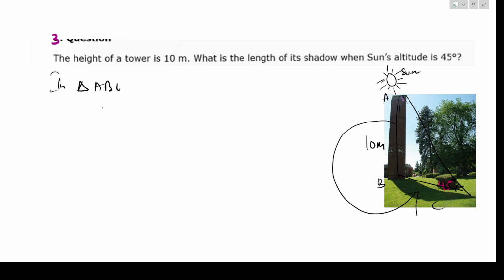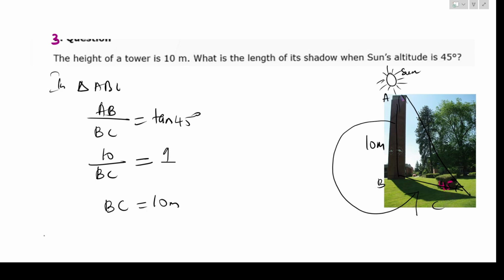That is AB by BC, and AB by BC is opposite by adjacent, which will be equal to tan theta, and here theta is equal to 45 degrees. So 10 by BC, the length of the shadow, is equal to tan 45 degrees, which is 1. That is how you get BC equal to 10 meters, which is nothing but the length of the shadow, equal to 10 meters.